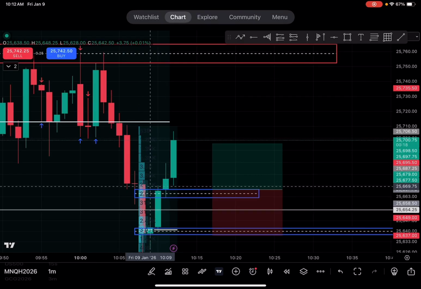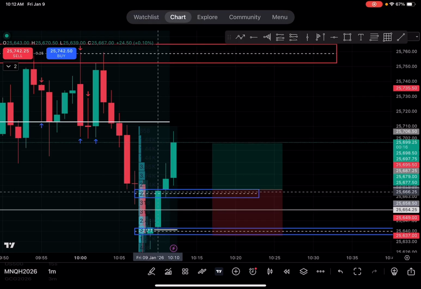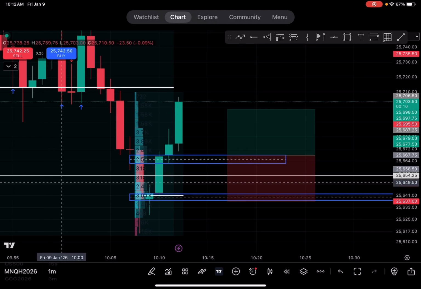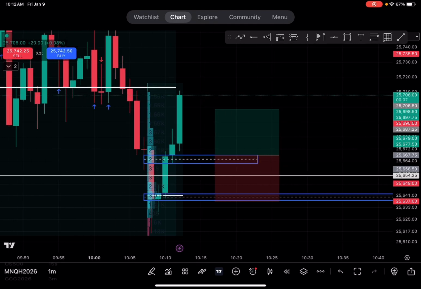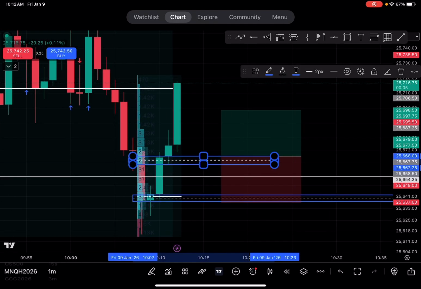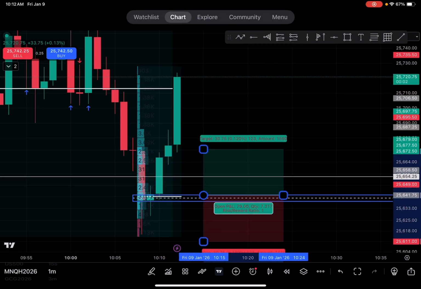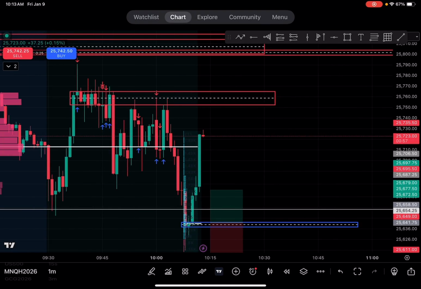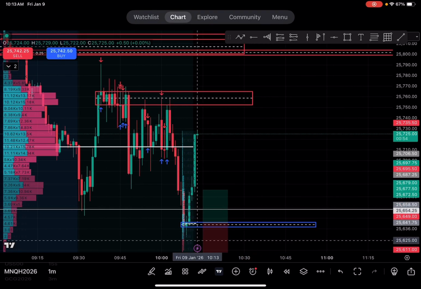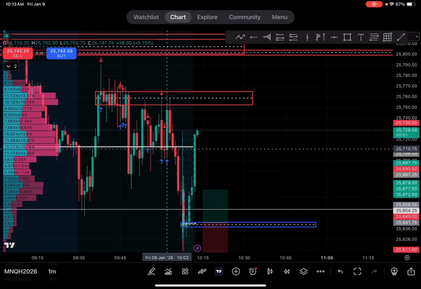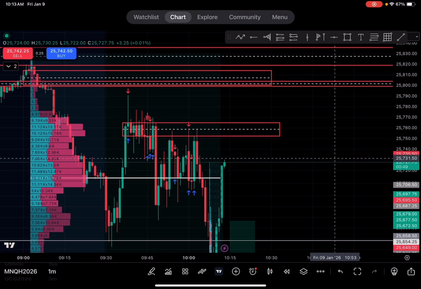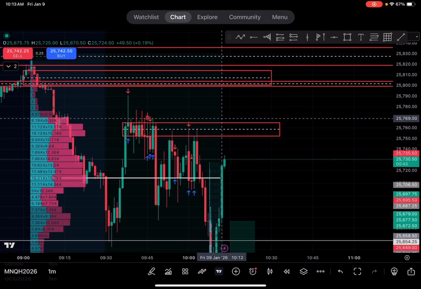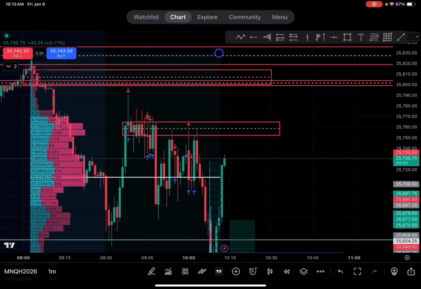Okay, 3K delta right here built up. We won't ignore this 3K delta to come to this 2. Down below is still 3K. I'd actually rather get in at the low if I were to look for an entry. Okay, the point of control, we have liquidity here. Now, this external high is very weak, so I wouldn't anticipate a reversal.